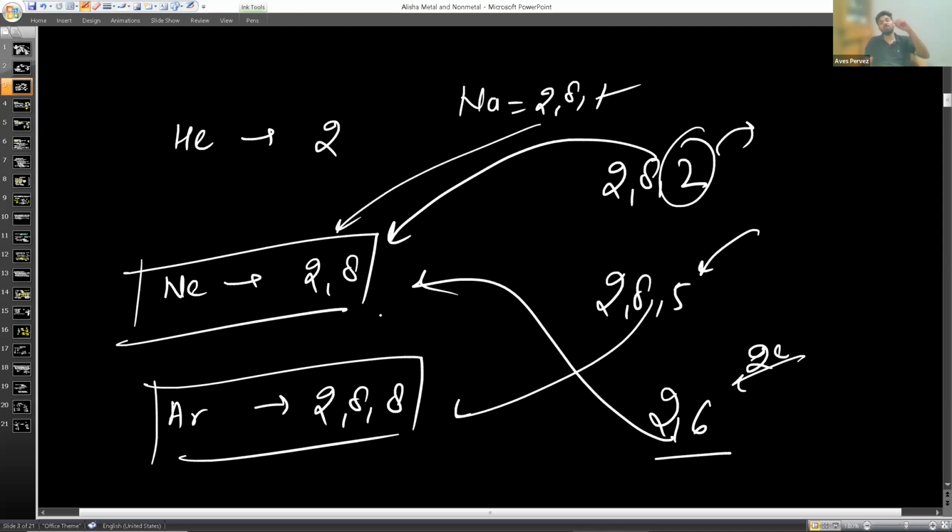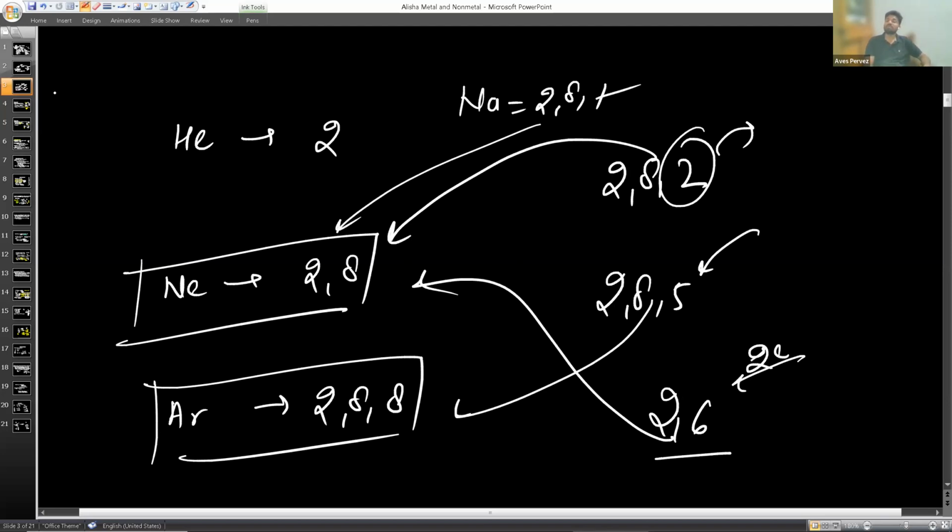When an element loses 1 electron, it will acquire 1 positive charge. When an element gains electrons, it will acquire a negative charge equal to the number of electrons it has gained. For example, if an element loses 2 electrons, it will acquire a 2 positive charge. But if an element gains 2 electrons, it will acquire a -2 charge.